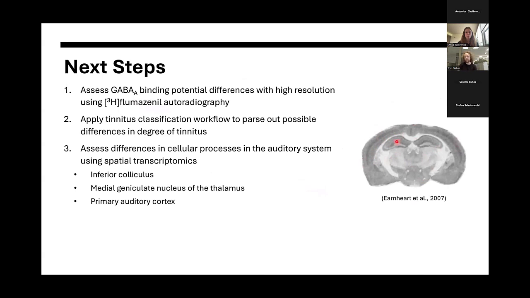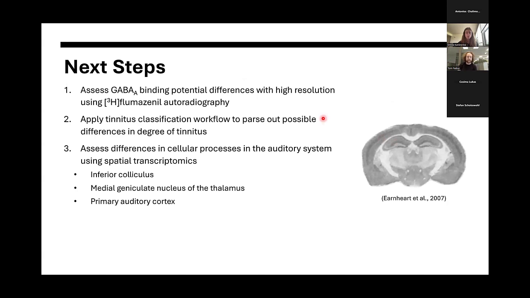Then we want to calculate the binding potential again and compare it again with GPIAS and the central compensation measured with the ABR. And hopefully we see some of these measures line up, so that we have some more confidence that we're actually measuring tinnitus. Otherwise, we'll just proceed with using the GABA A binding potential as our primary classification tool.